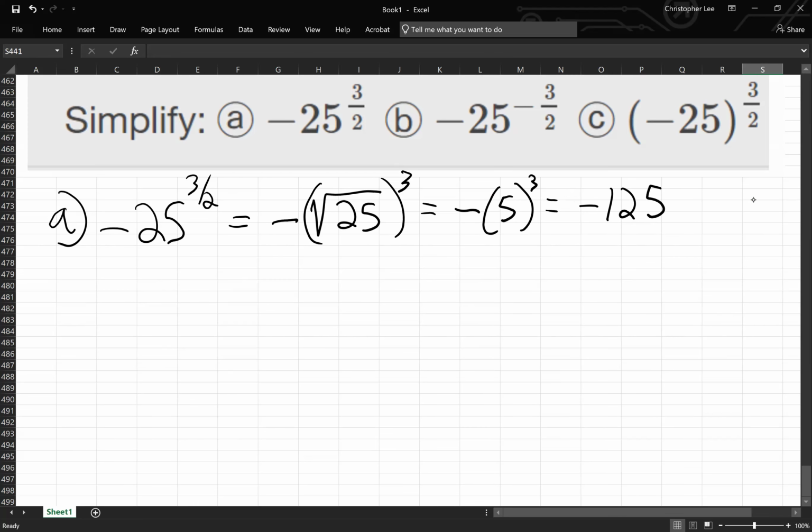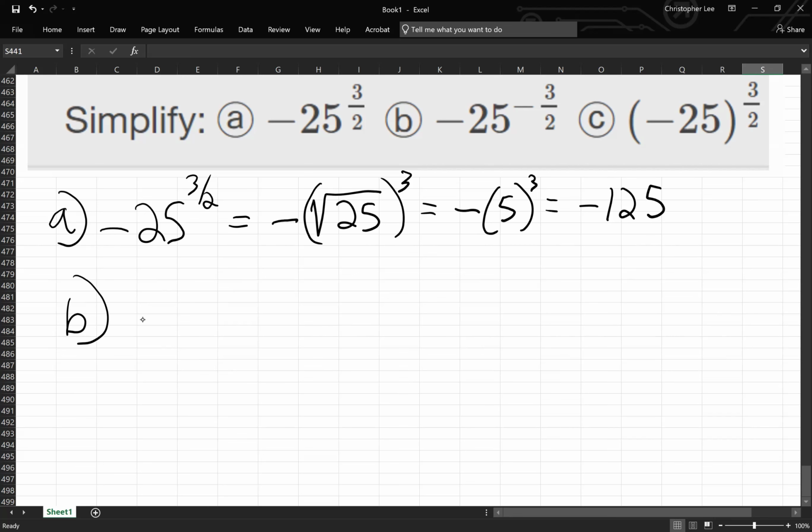Questions on this? So in A, that negative, think of it like a coefficient. It's just some extra number on the outside, so when it's not in the parentheses, it's outside, right? Exactly.